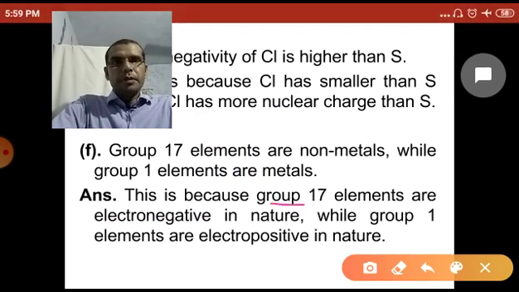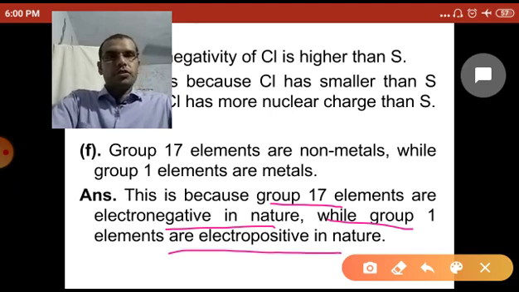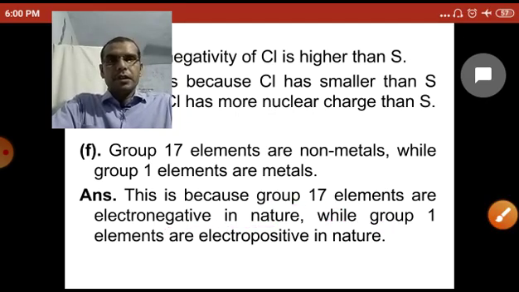Group 17 elements are electronegative in nature due to gain of electrons, while group 1 elements are electropositive in nature due to loss of electrons and gain of positive charge. So they behave as metals, and the group 17 elements behave as non-metals.